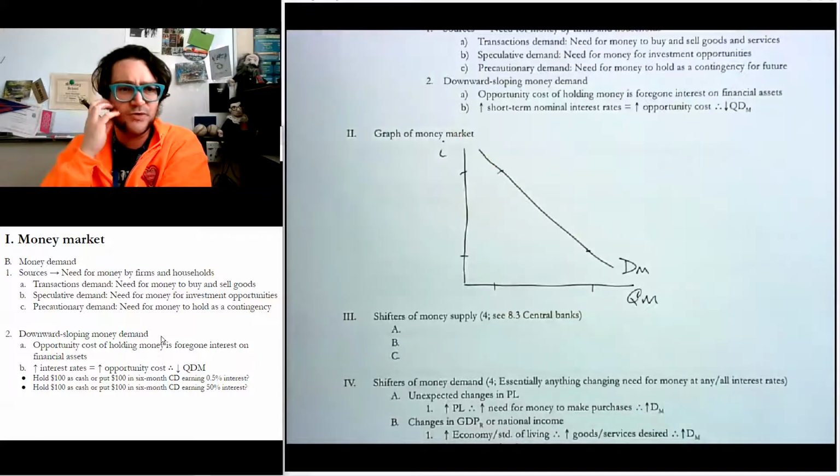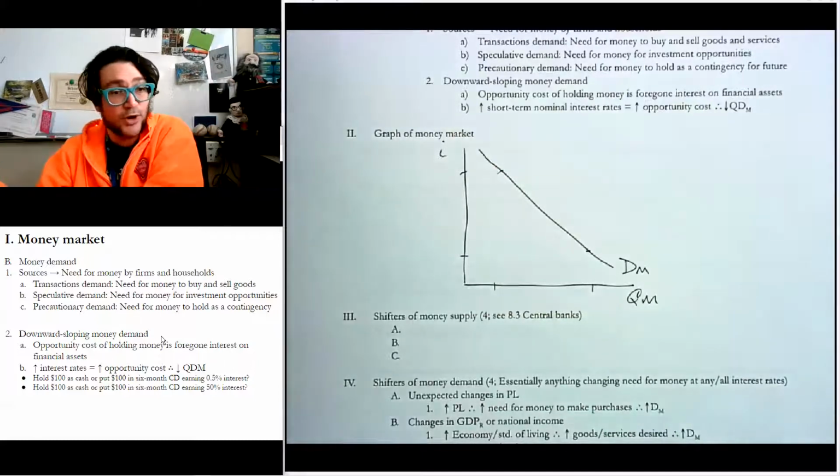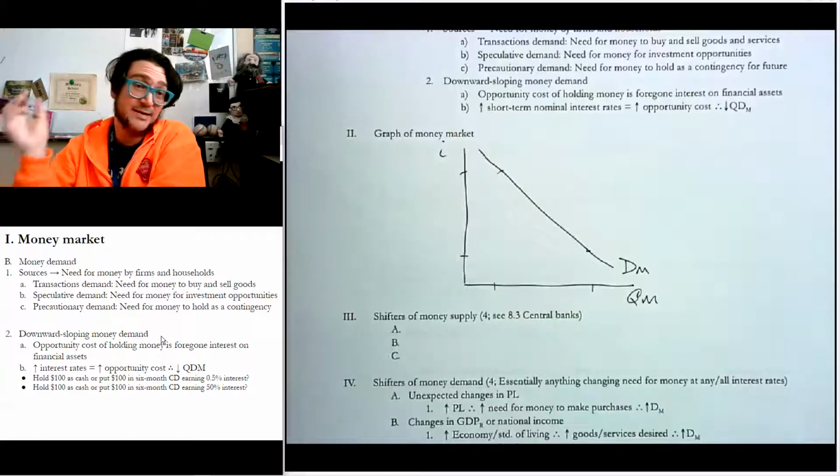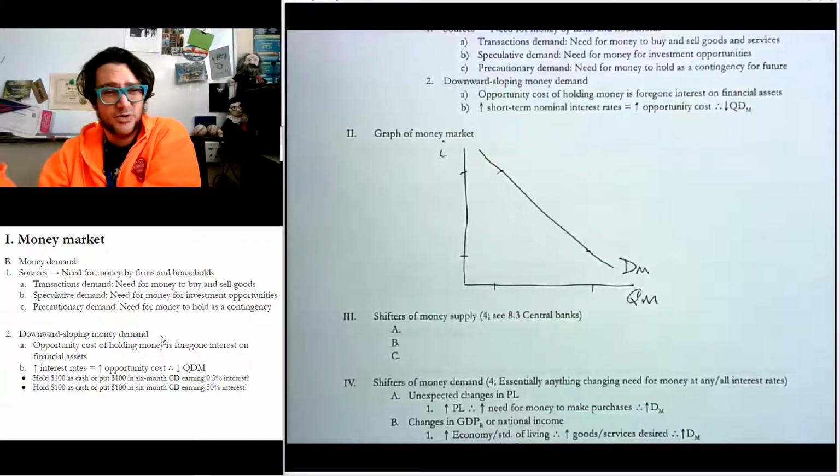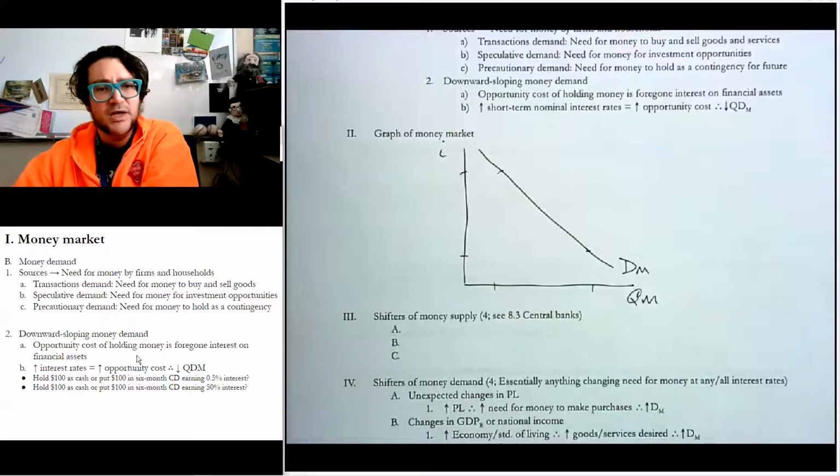And that example that I give you below is about what you're foregoing. Really think about it: you could put your $100 in a 6-month CD earning 50% interest. You'd be like, I'm going to put that in there. But if it's only going to earn 0.5% interest, you're not so much worried about it. You probably just hang on to the cash and it doesn't matter.